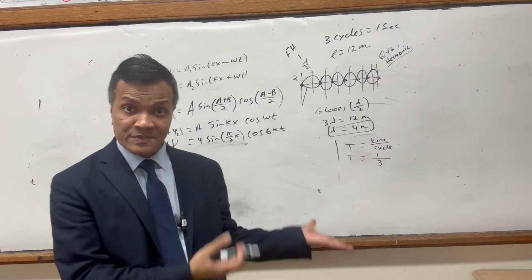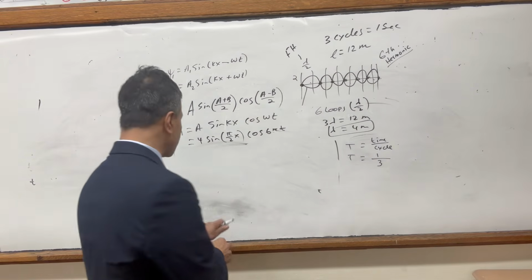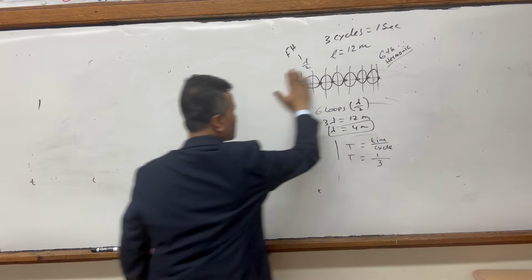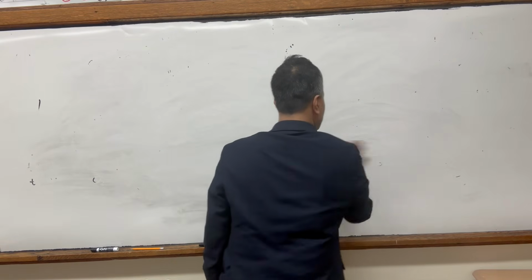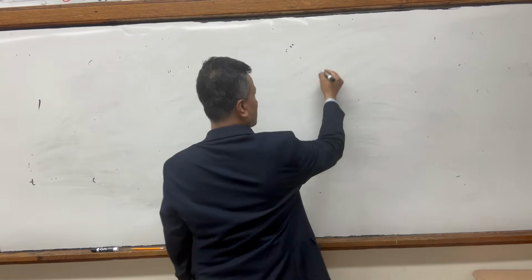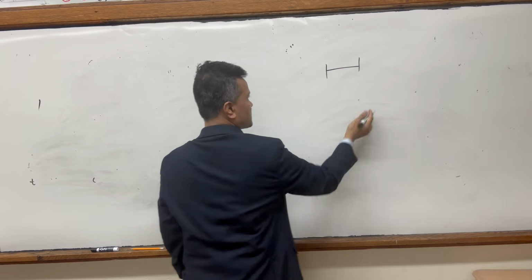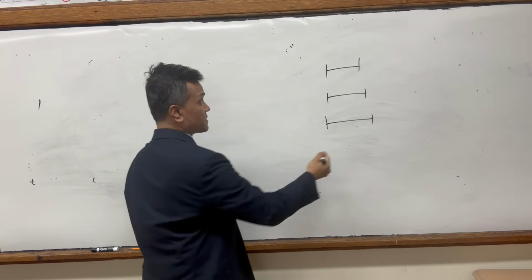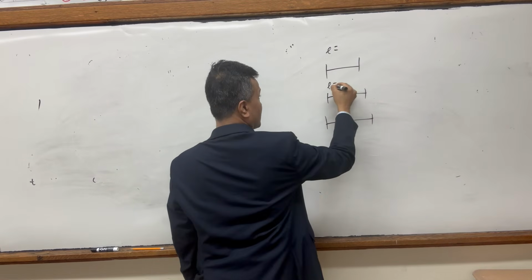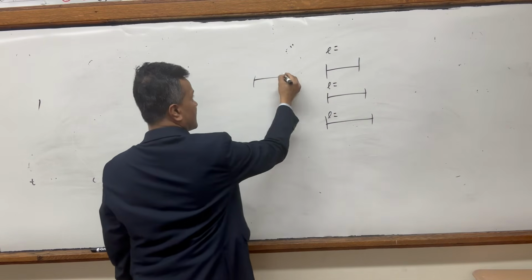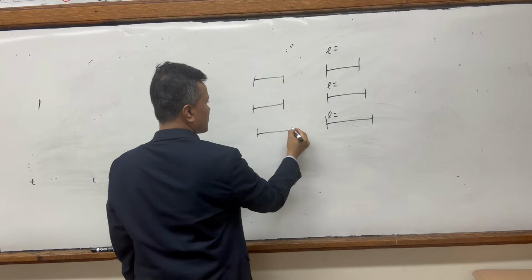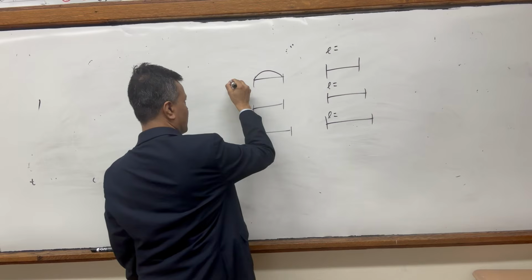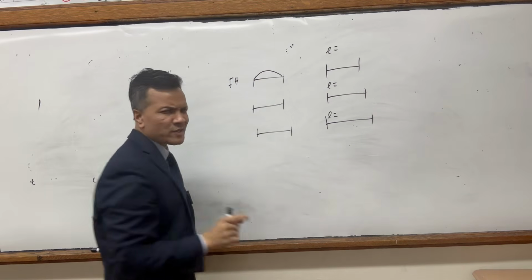Now let's understand the other things. Harmonics. I promise you that I'm going to help you understand harmonics. How many guitars do I have? I have 1 guitar. This is length L, this is length L, this is length L. How many guitars do I have? I still have 1 guitar. Why? Because this is the first harmonic.